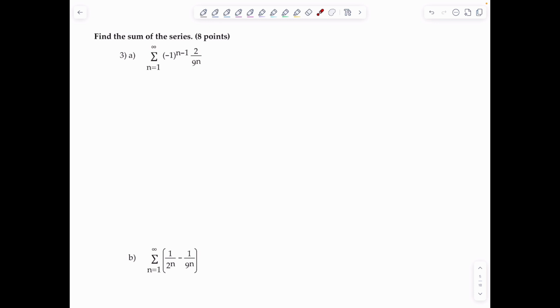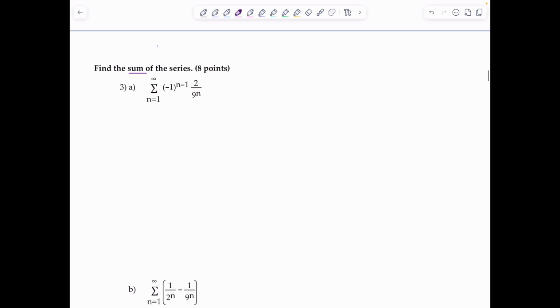Okay, next one, find the sum of the series. Now we've moved on. We've left sequences behind. We're looking at series now. So the minute someone asks you in a question that you need to find the sum, that really gives you a huge clue because you can't find the sum of most series. You can only find the sum of a geometric series, a telescoping sum that converges, and if you have a Maclaurin series. If it's not one of those, you can't find the sum.